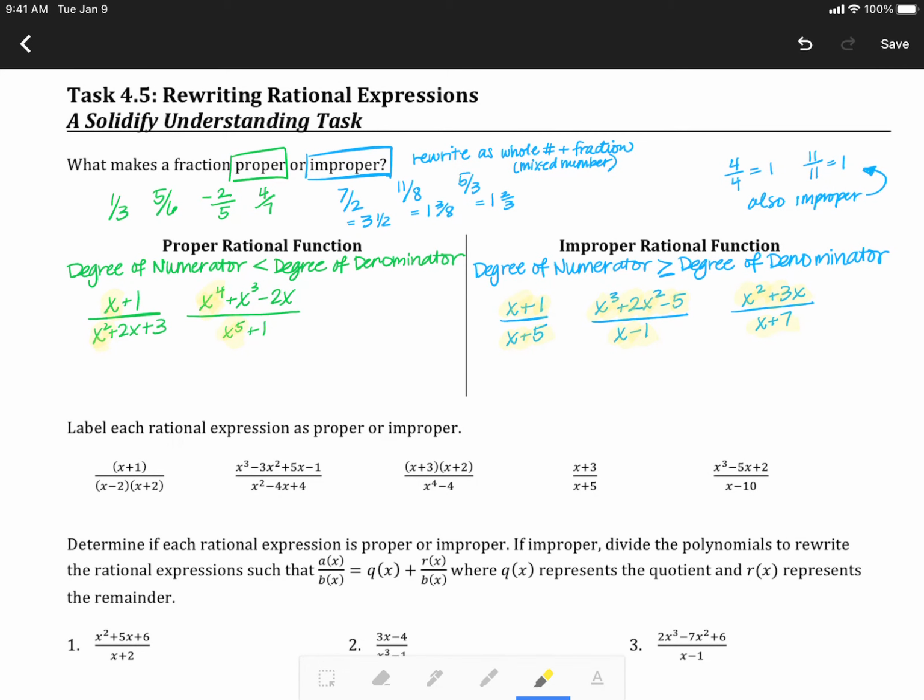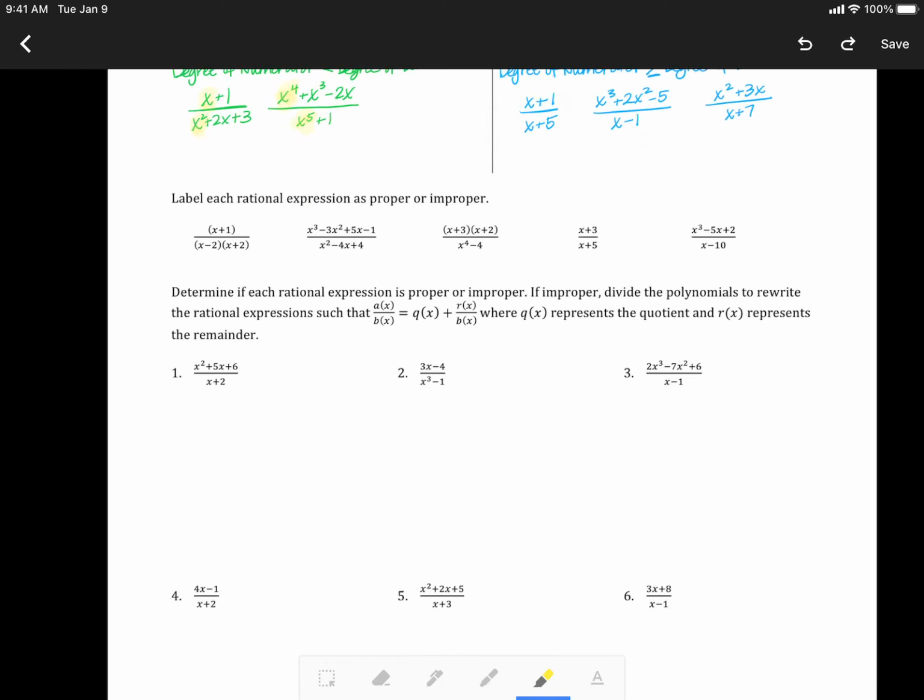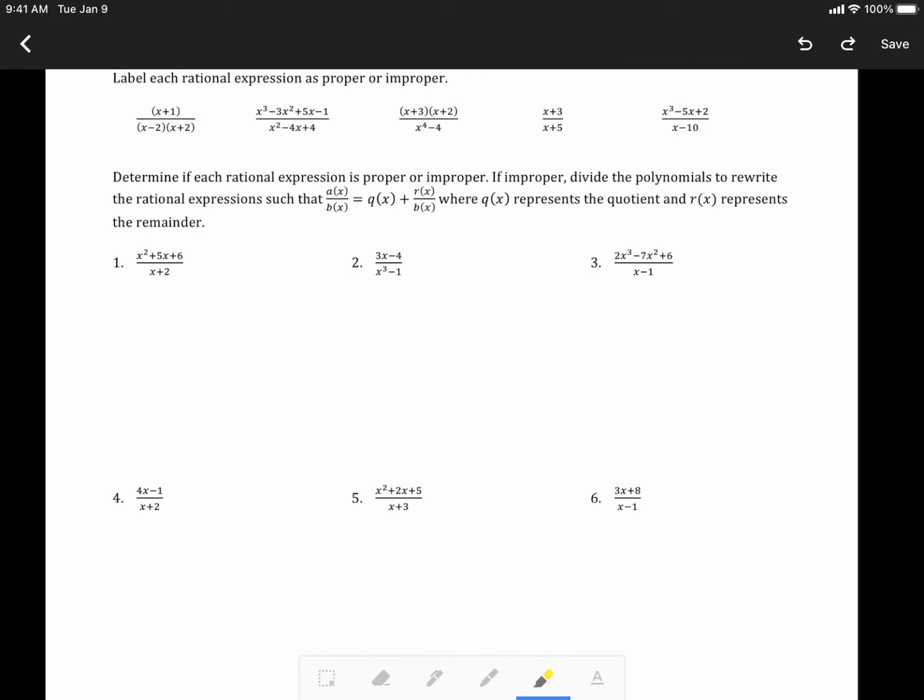So I want you to label each one of those examples as proper or improper, and we'll go over those in class. But our big idea here is that if it is improper, we can rewrite it as a mixed number, as a whole number plus some fraction. So that's what we're going to do for our improper rational functions also. We're going to rewrite these as a whole number plus a fraction, or in this case, a whole polynomial. That's what this is showing you right here, a whole polynomial plus a fraction polynomial. So we're only going to do that when it's improper.